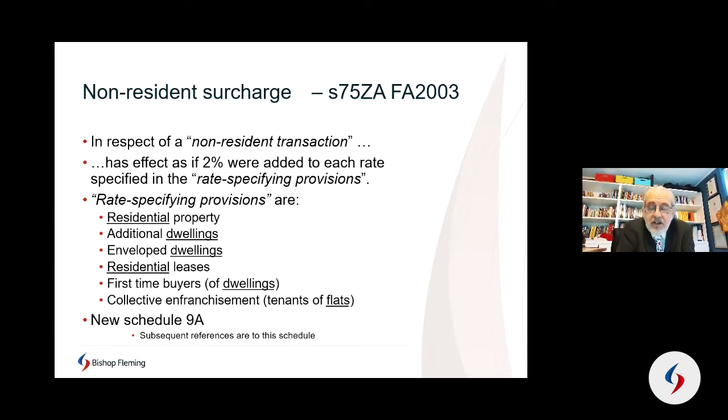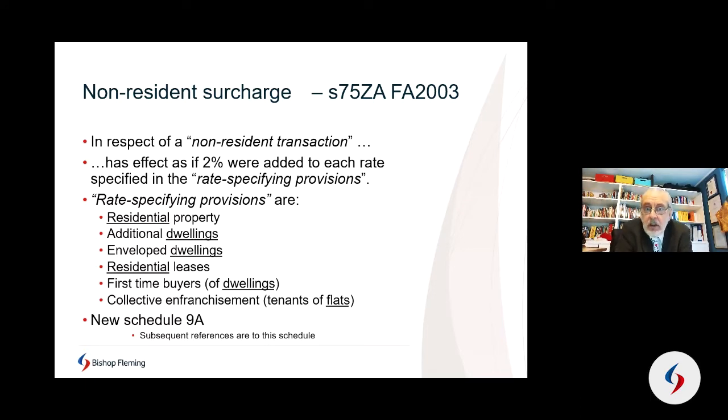There's a single section been added to the Finance Act, and it tells us that in respect of a non-resident transaction, the rules have effect as if 2% were added to each rate specified in the rate specifying provision. So first thing is it applies to a transaction, just like the 3% surcharge. If one person of joint purchasers is caught by this, they're all dragged in because it applies on a transaction by transaction basis.